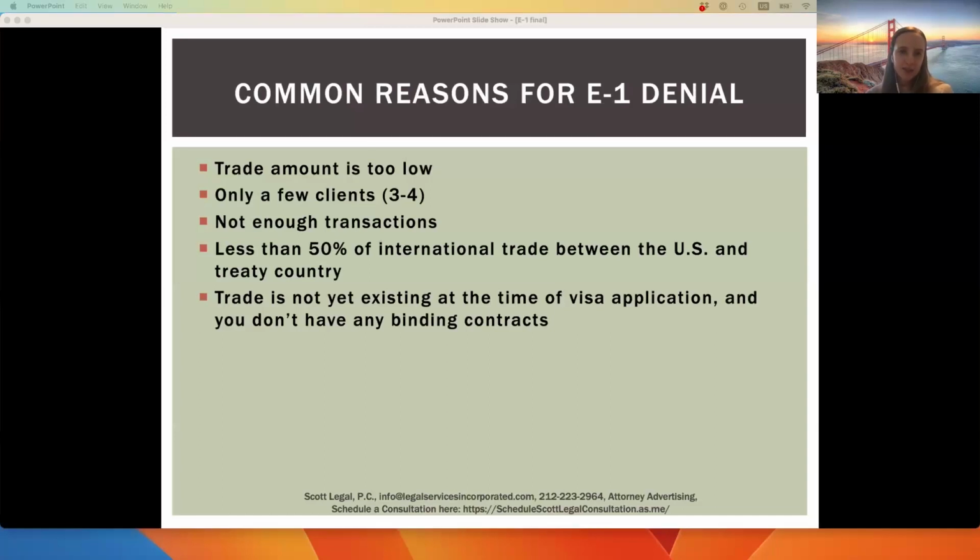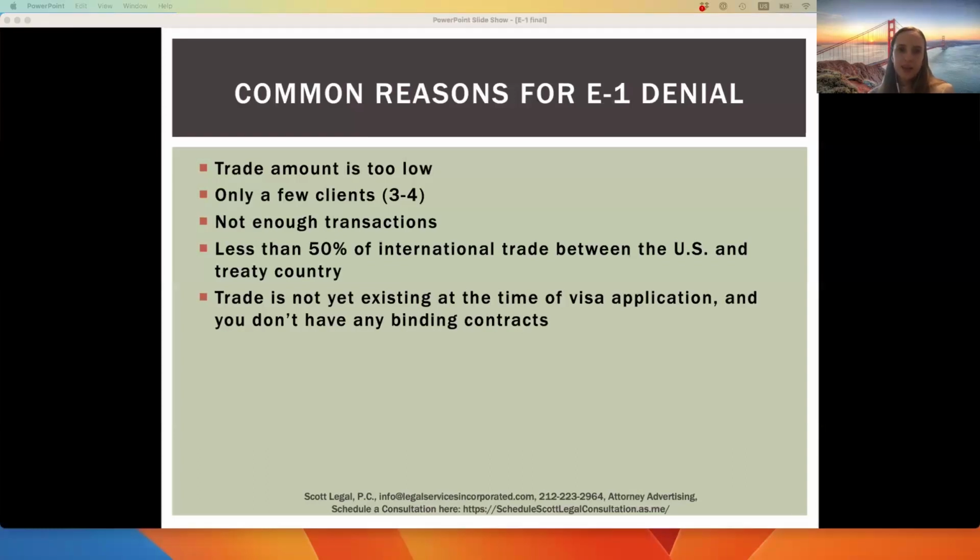Again, that may be too low, because the government generally wants to see a lot of transactions with each of those clients in the last couple of years. Then, another reason for denial may be that you don't meet the 50% trade requirement.